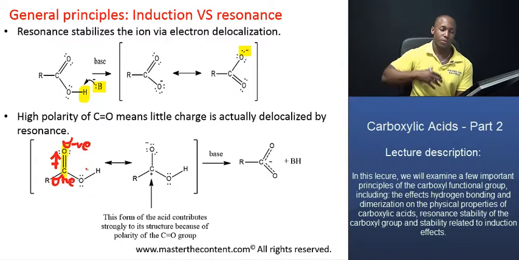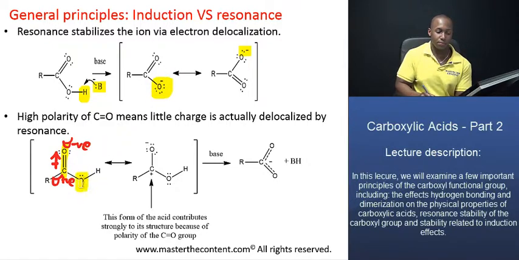What do you do when you introduce resonance stability? All you're doing is effectively moving the negative charge from this oxygen right here to this oxygen right here. That's all you're doing. But this oxygen already has negative charge. It's already largely negative because of the polarity of the functional group, that carbonyl group. So resonance will not be able to add that much more negative charge at this position because most of the negative charge is already there.